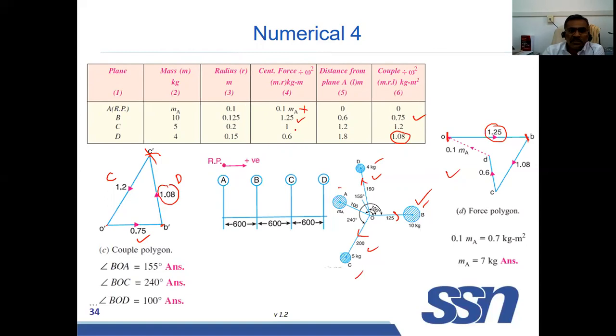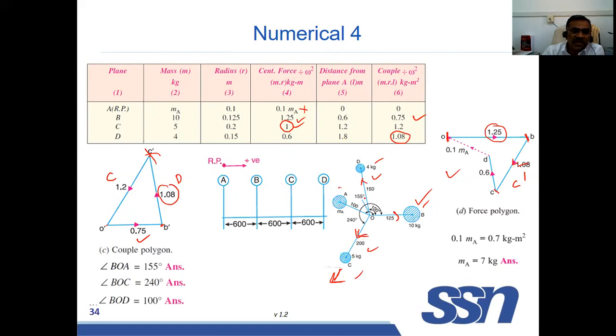After that, you have to draw the value of B to C. This is 1.08 and this is 0.6. Next you have to draw this one. What is this? This is C. What's the direction of C? The direction of C is this direction. Magnitude is 1. You draw like this. Now you have drawn C.